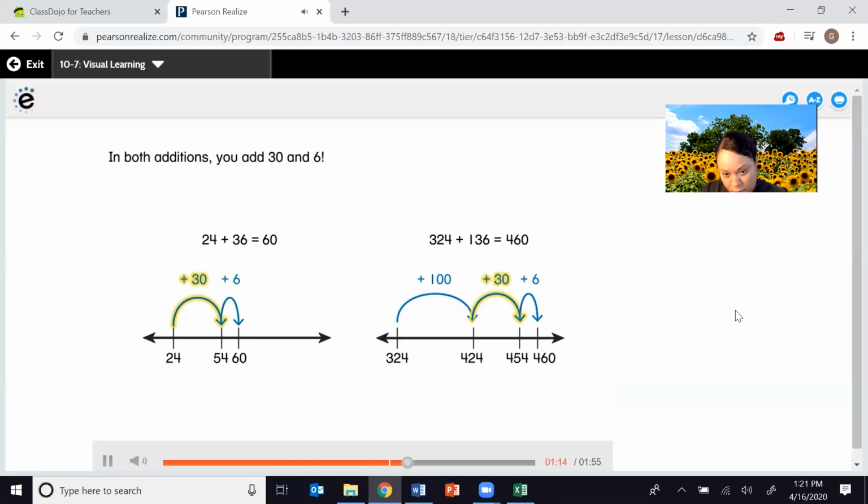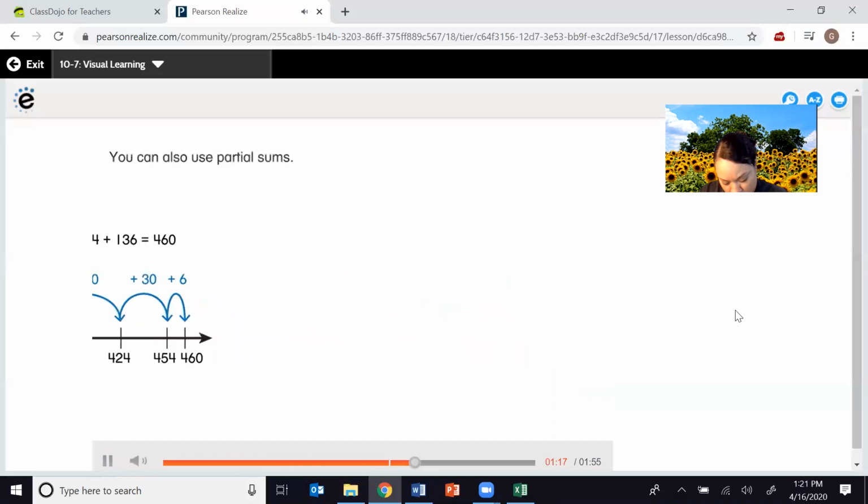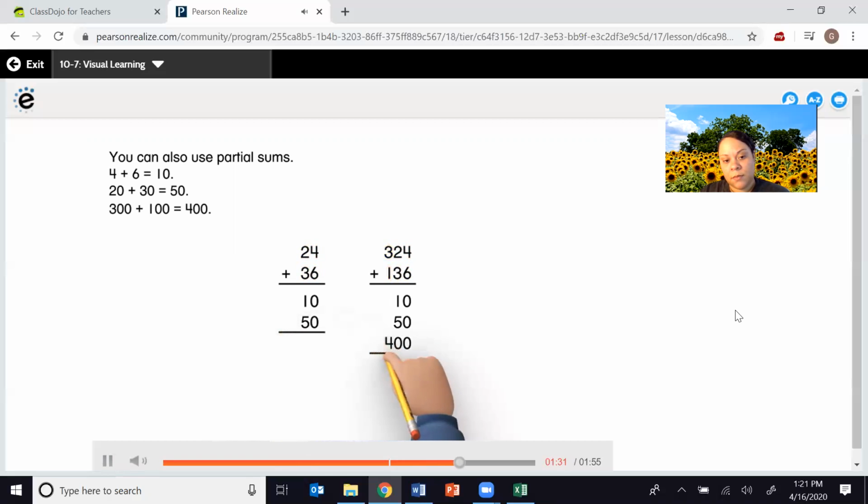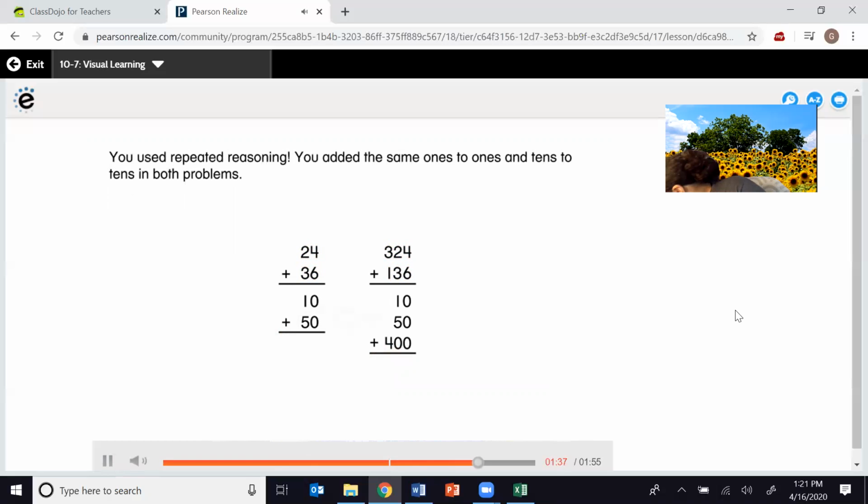You would have 30 and 6. So use partial sums. 4 plus 6 equals 10. 20 plus 30 equals 50. 300 plus 100 equals 400. You added the ones to ones and tens to tens. 24 plus 36 equals 60. 324 plus 136 equals 460.